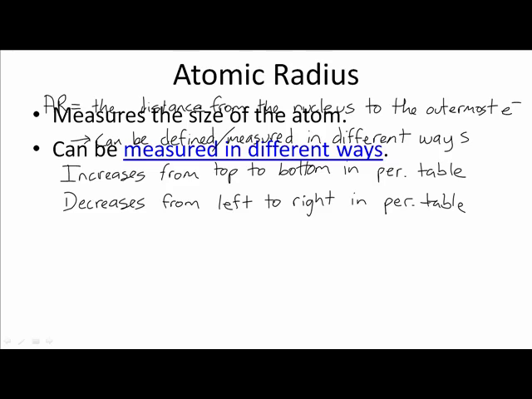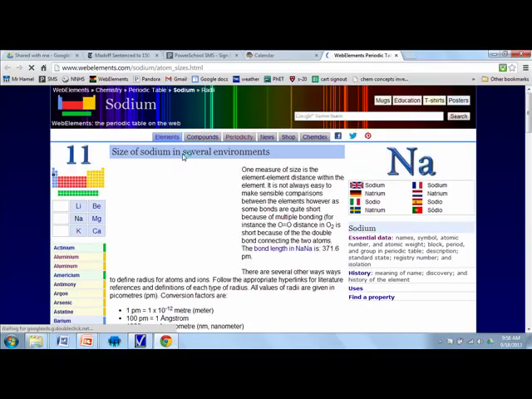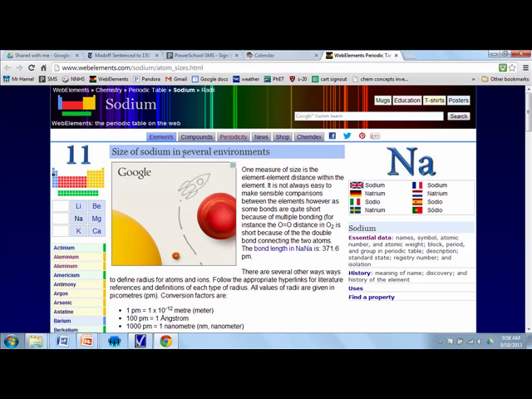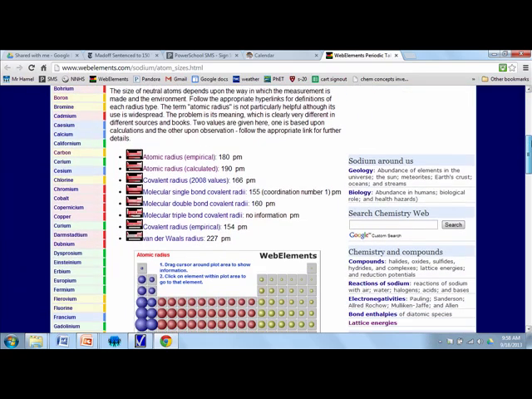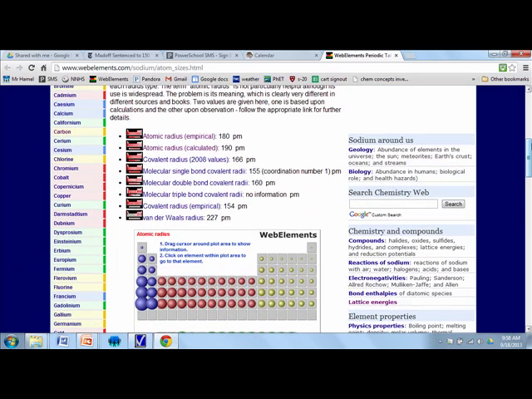Might as well follow the link. It's measured in different ways. I'll show you. If you go to sites and look up sizes of atoms, here, this is webelements.com. They have no fewer than eight different ways that you can define the atomic radius of an atom. The atomic radius empirical, atomic radius calculated. Empirical would be based on measurements. Calculated would be based on theoretical values. The covalent radius would be when it's in a covalent bond, molecular single bond, etc. So you've got all these radii. Don't worry about the different definitions.